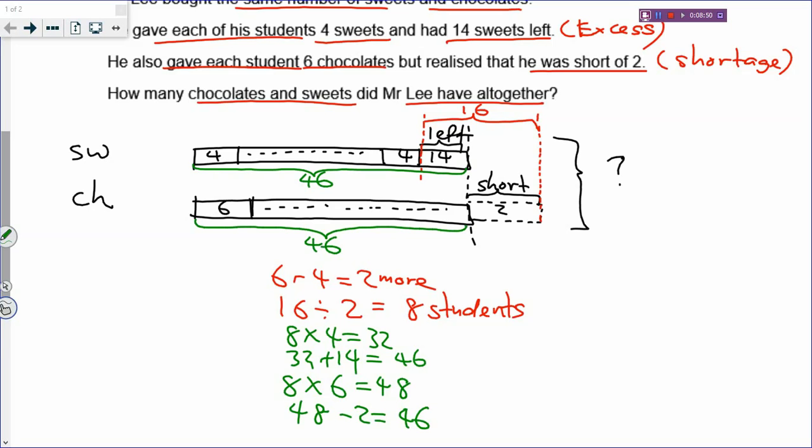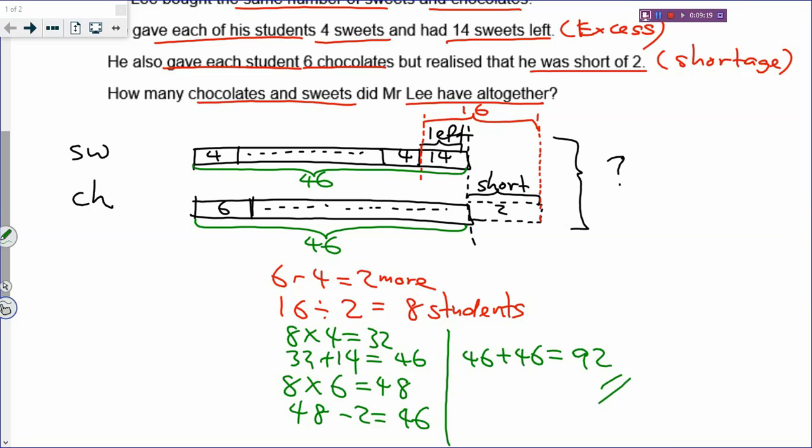So this is using the excess and shortage model to work out the answer. Of course, there's another way to do it. The other way is using systematic listing, which will also get you the same answer. So how many chocolates and sweets did Mr. Lee have altogether? You need to add them. So you take 46 times 2, or 46 plus 46. He has altogether 92 sweets and chocolates at first.